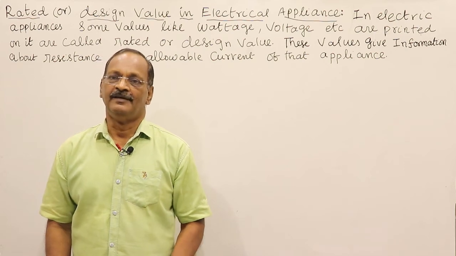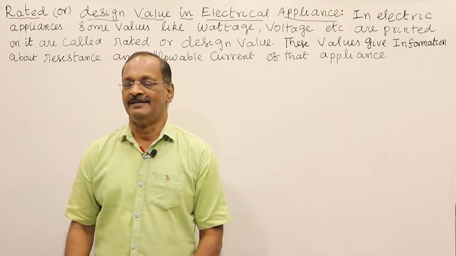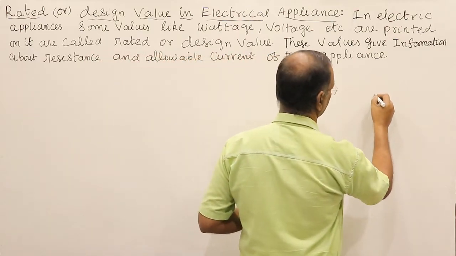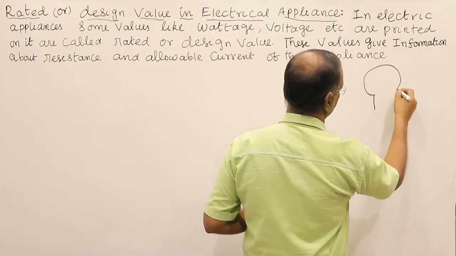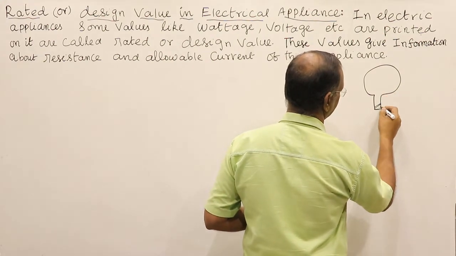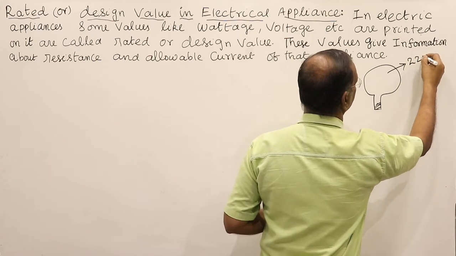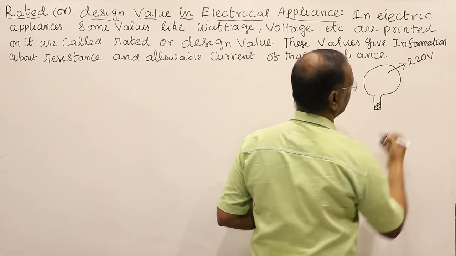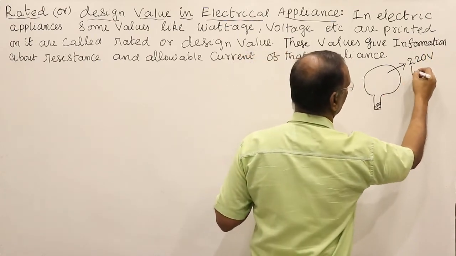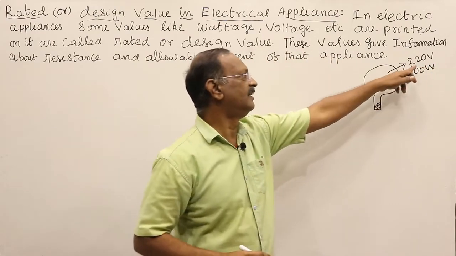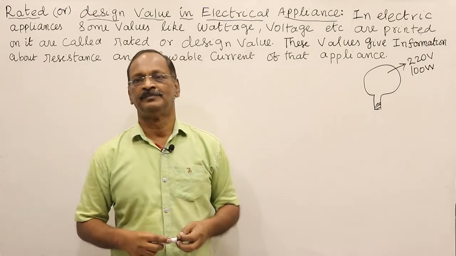Rated or design value in electrical appliances. We must have seen in some electrical appliance, say a bulb. Assume this is a bulb. It is printed on it: 220 volt, 100 watt. What does it mean? Something like this is printed on the bulb.